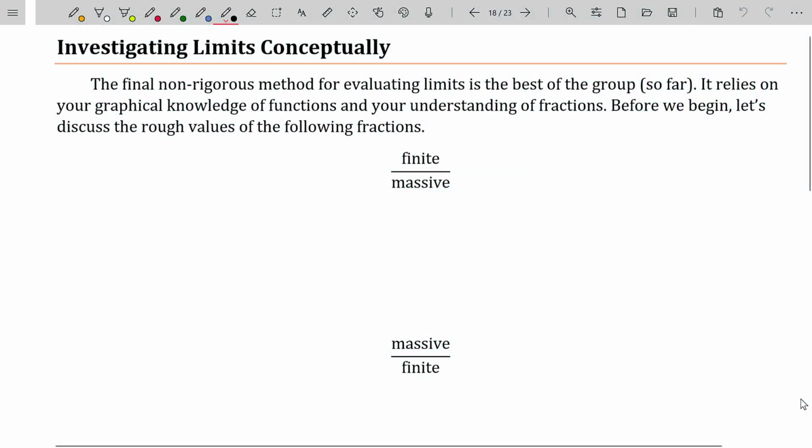Hello, my name is Roy Simpson, professor of mathematics at Cosumnes River College in Sacramento, California. In this video, we're going to talk about investigating limits conceptually. You should have already watched my videos on the basic concepts of limits, finite limits at finite points, and then single-sided limits. You should also know about neighborhoods, infinities, and the fact that some limits just do not exist.